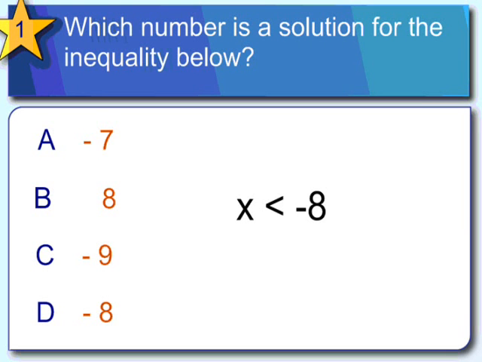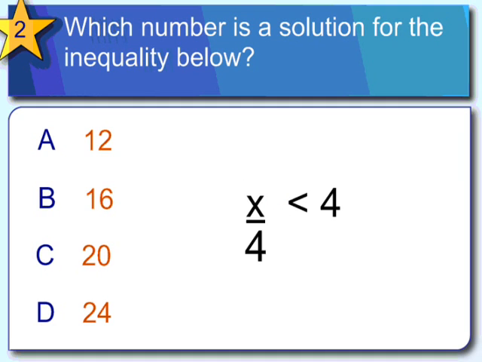Let's do a few questions here. Which number is a solution for the inequality below? So which one of these choices would be part of the solution set? Well, the only number that's less than negative 8 would be choice C. That's a possible solution. Negative 9 is less than negative 8.